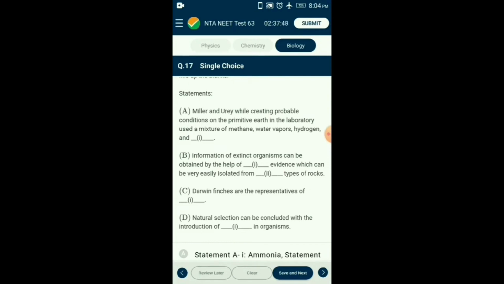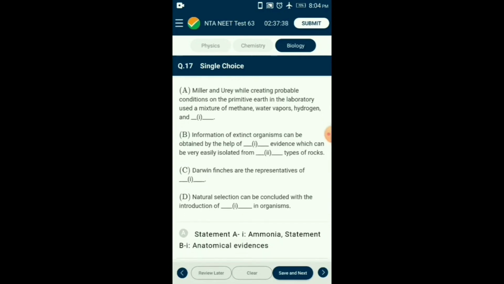Fossils can also provide evidence of the evolutionary history of organisms. Such fossils can be easily isolated from sedimentary rocks. Darwin's finches are classical examples of an adaptive radiation. Their common ancestor arrived on the Galapagos about 2 million years ago. As time has passed, Darwin's finches have evolved into 15 recognized species differing in body size, beak shape, song and feeding behavior.